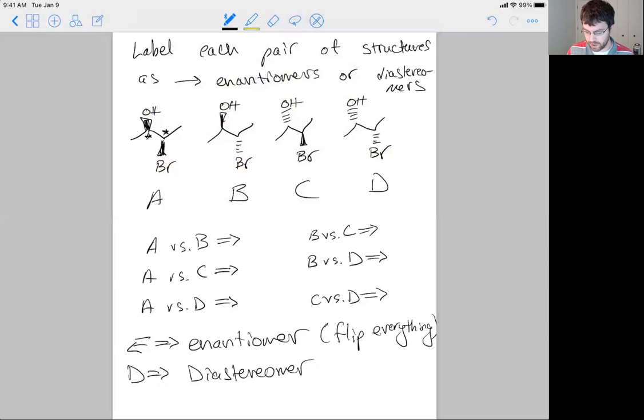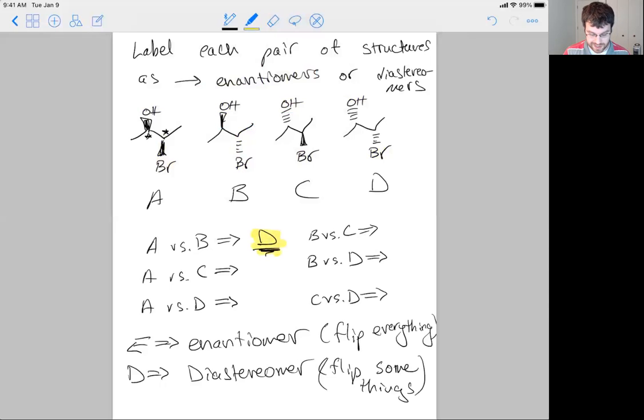Okay, so with enantiomers, we flip everything. And with diastereomers, we flip some things. We flip some of the wedges and dashes. Some implies something got flipped, but not everything got flipped. Okay, so A versus B. In this case, when we compare A versus B, the only thing that changes is that the Br wedge flipped to a dash. And as a result, I would say between A and B, some things flip, but not everything. So those 2 molecules are diastereomers of each other.